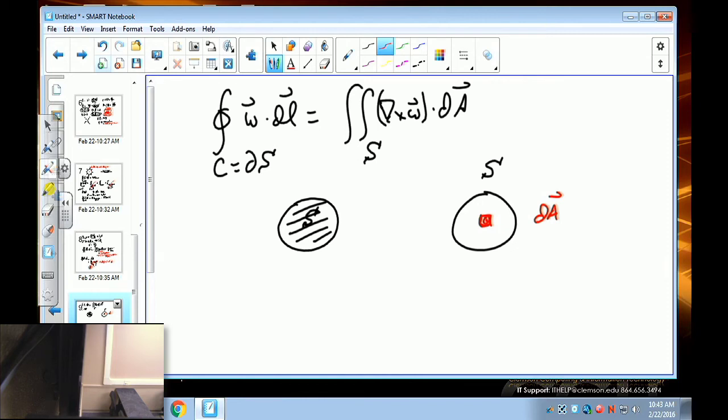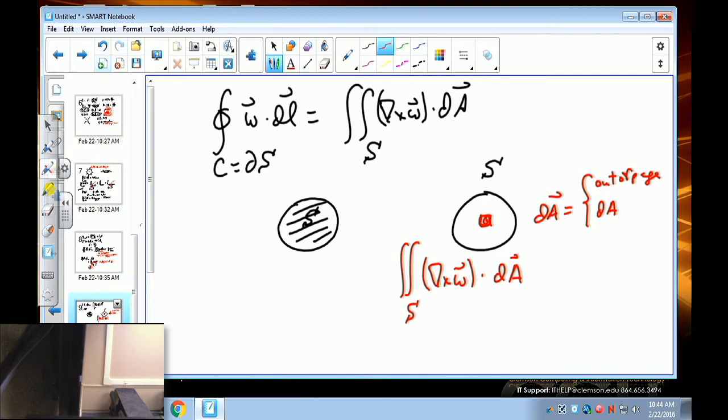So dA points out of the page towards you, and that's the direction, and the magnitude is just a little piece of area. Okay, and now we're going to take the curl of W inside of that area, right at that area, and we'll add that all up over the surface of this plate, this disk, whatever it is.